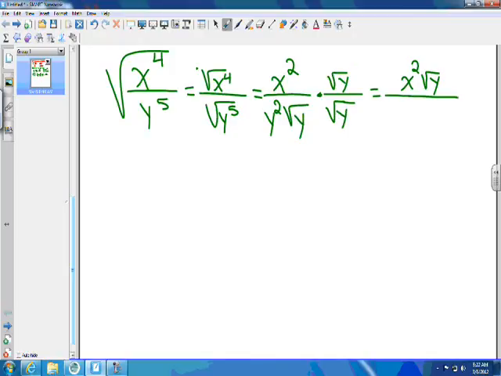And then on the bottom, what's going to happen when you multiply these two things? The radical will cancel and you will have what? Y. So you have y squared times y, because this becomes y. What is y squared times y? Y to the 3rd. And that's what you would end up with on the bottom.